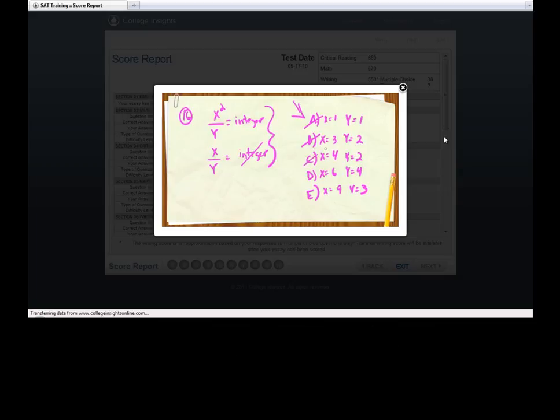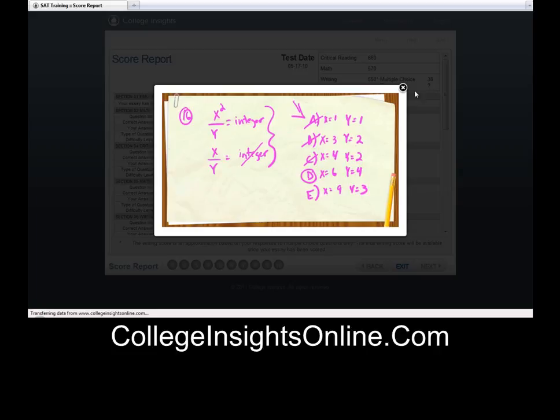so that doesn't work. And then for D, we have x squared is 36 divided by 4 is 9, which is an integer, and 6 divided by 4 is not an integer, so answer choice D satisfies our rule, and that's why it's correct.